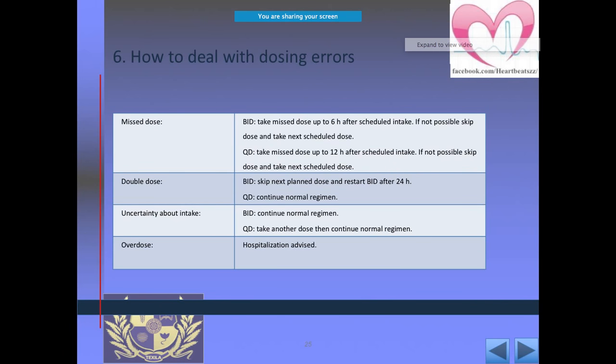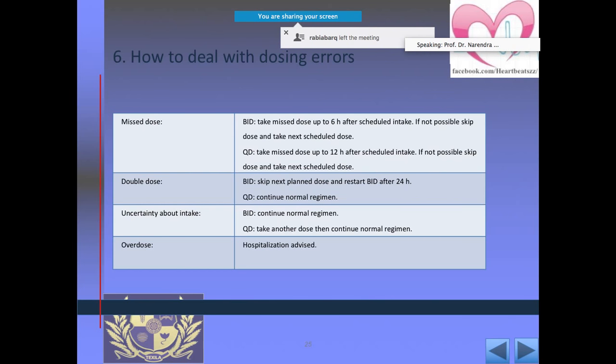A lot of times someone may ask, if someone misses a dosage, for example, up to 6 hours after the scheduled intake, what do you need to do? Don't skip it. Up to 6 hours, you can still take it. However, if it's a BD dosage, up to 12 hours after the skipped dose, you may still take it.